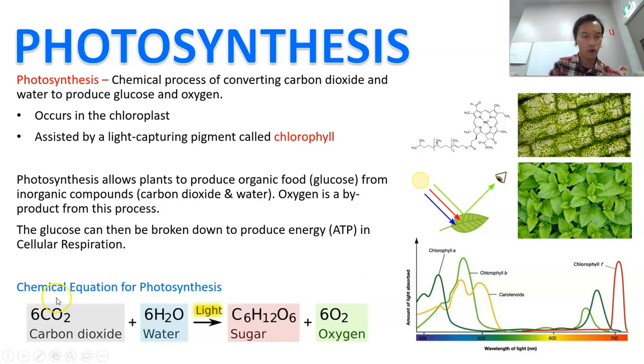Okay, here's the chemical equation: 6 carbon dioxide molecules plus 6 water molecules, with the addition of sunlight, absorbing sunlight in through the chloroplast.